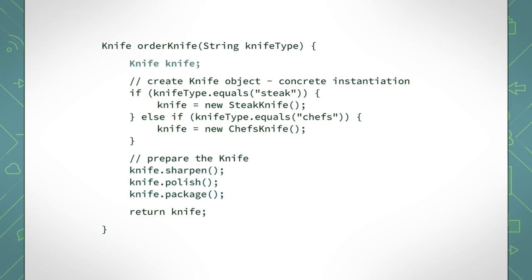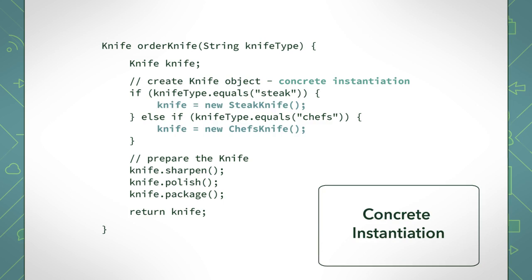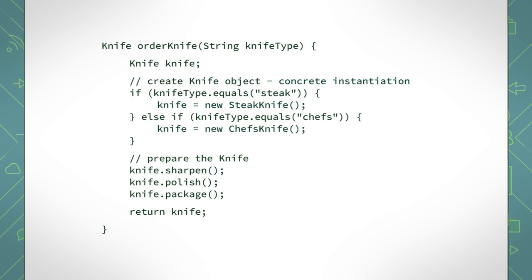The method first declares a knife variable, which will refer to the knife object to be created. The conditionals determine which subclass of Knife is actually instantiated. The act of actually instantiating a class to create an object of a specific type is called concrete instantiation. In Java, you usually do concrete instantiation with the new operator. You will soon see that concrete instantiation will be the primary purpose for our factories. The next step is to call some methods that are common to the different types of knife objects: sharpen, polish, and package. These methods do not care what type of knife is created. All they want is a knife to operate on.